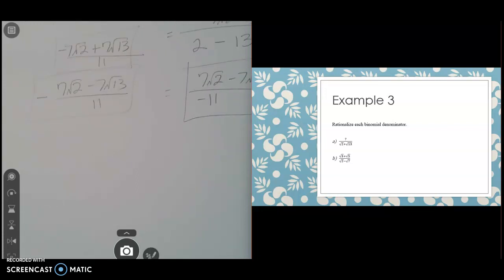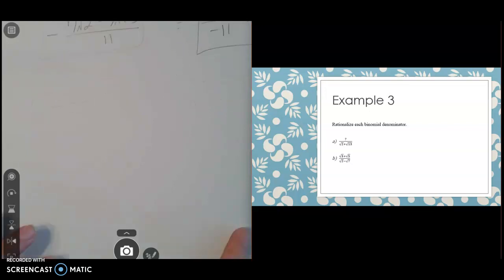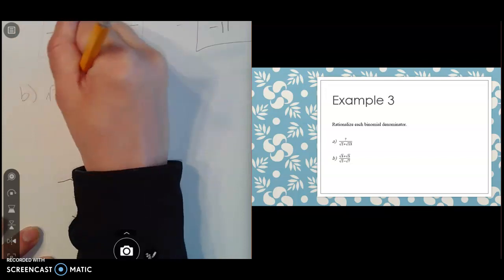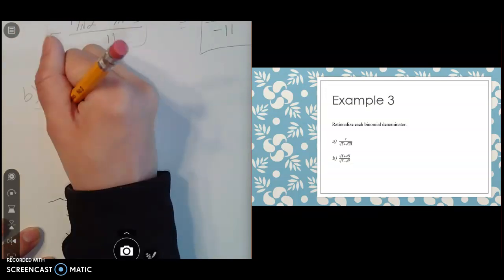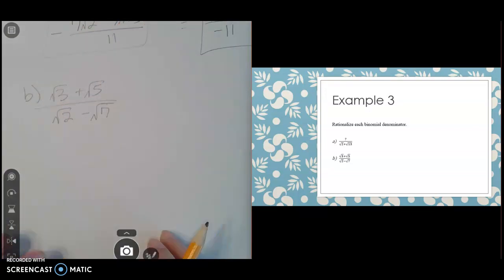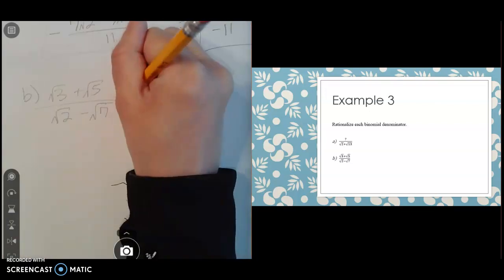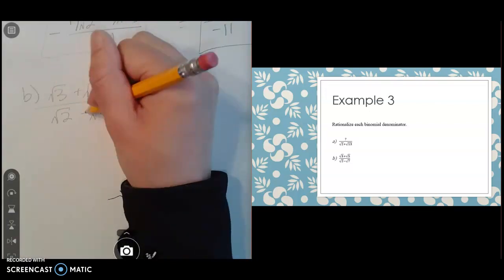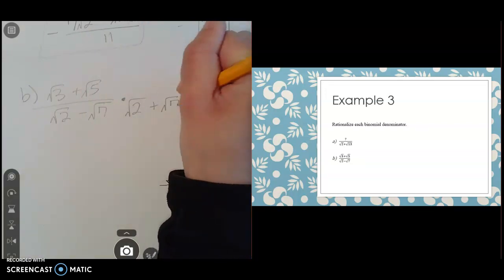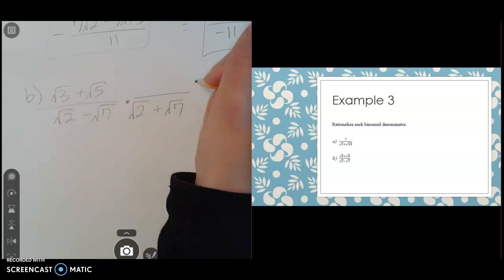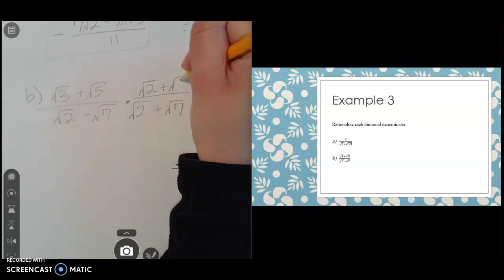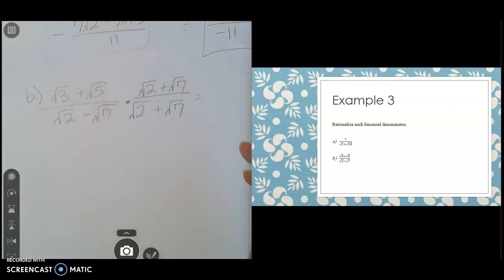All right, let's do another one. This one has lots of square roots in it, okay? Part B, I've got square root of 3 plus the square root of 5 over the square root of 2 minus the square root of 7. All right, from here, we're going to multiply by the conjugate. So the conjugate for square root of 2 minus square root of 7 would be square root of 2 plus square root of 7. Okay? And whatever you multiply by in the denominator, we're going to need to do the same thing in the numerator to keep them equivalent. Okay?